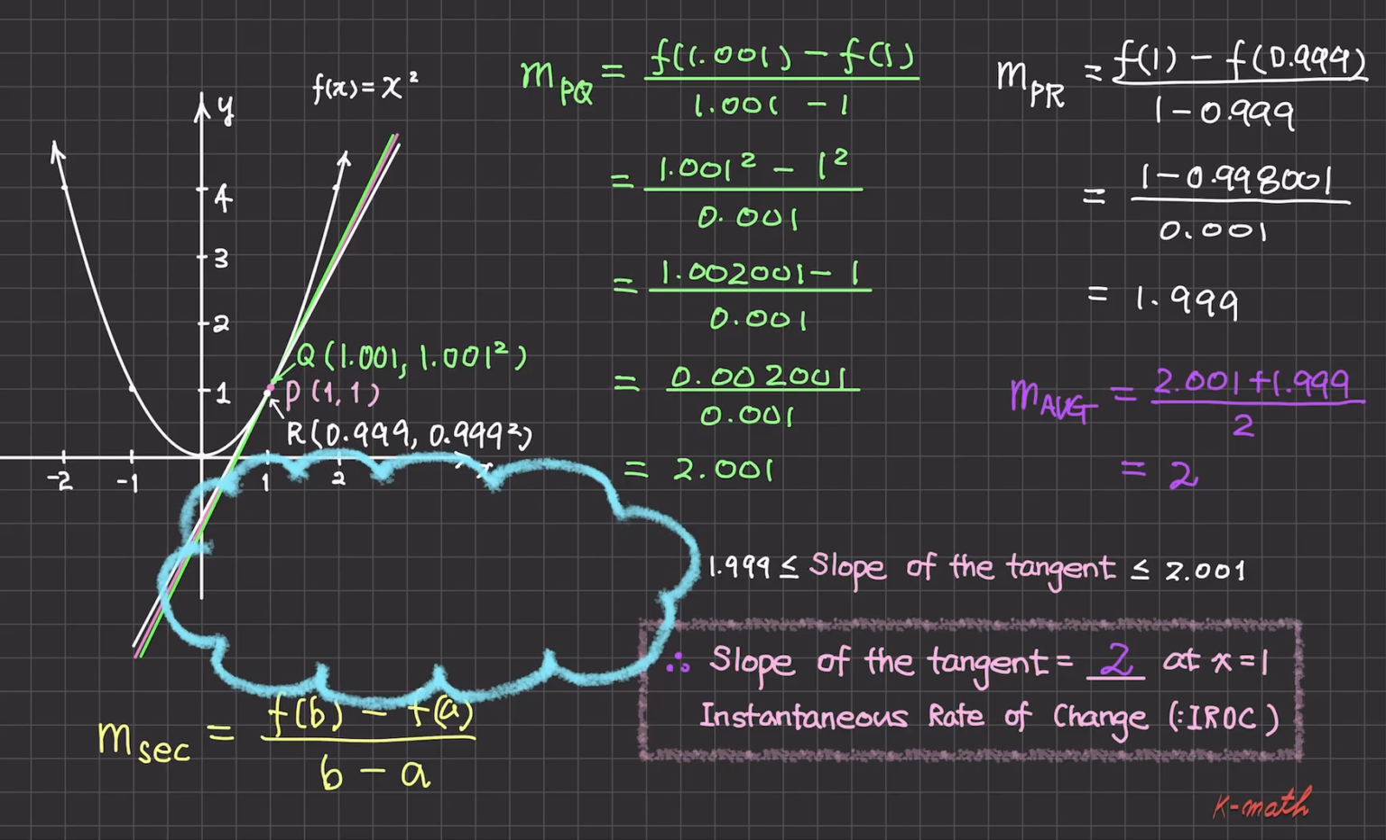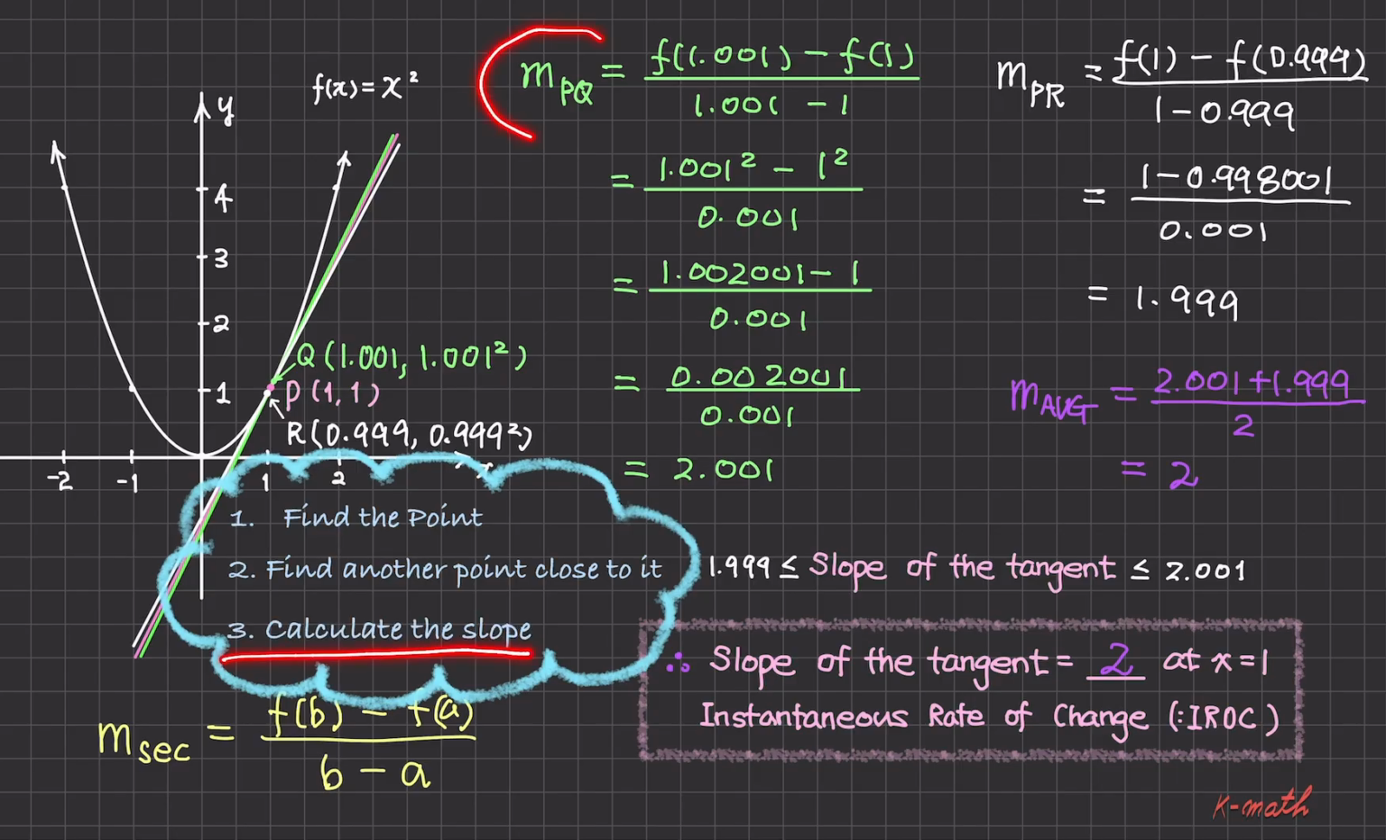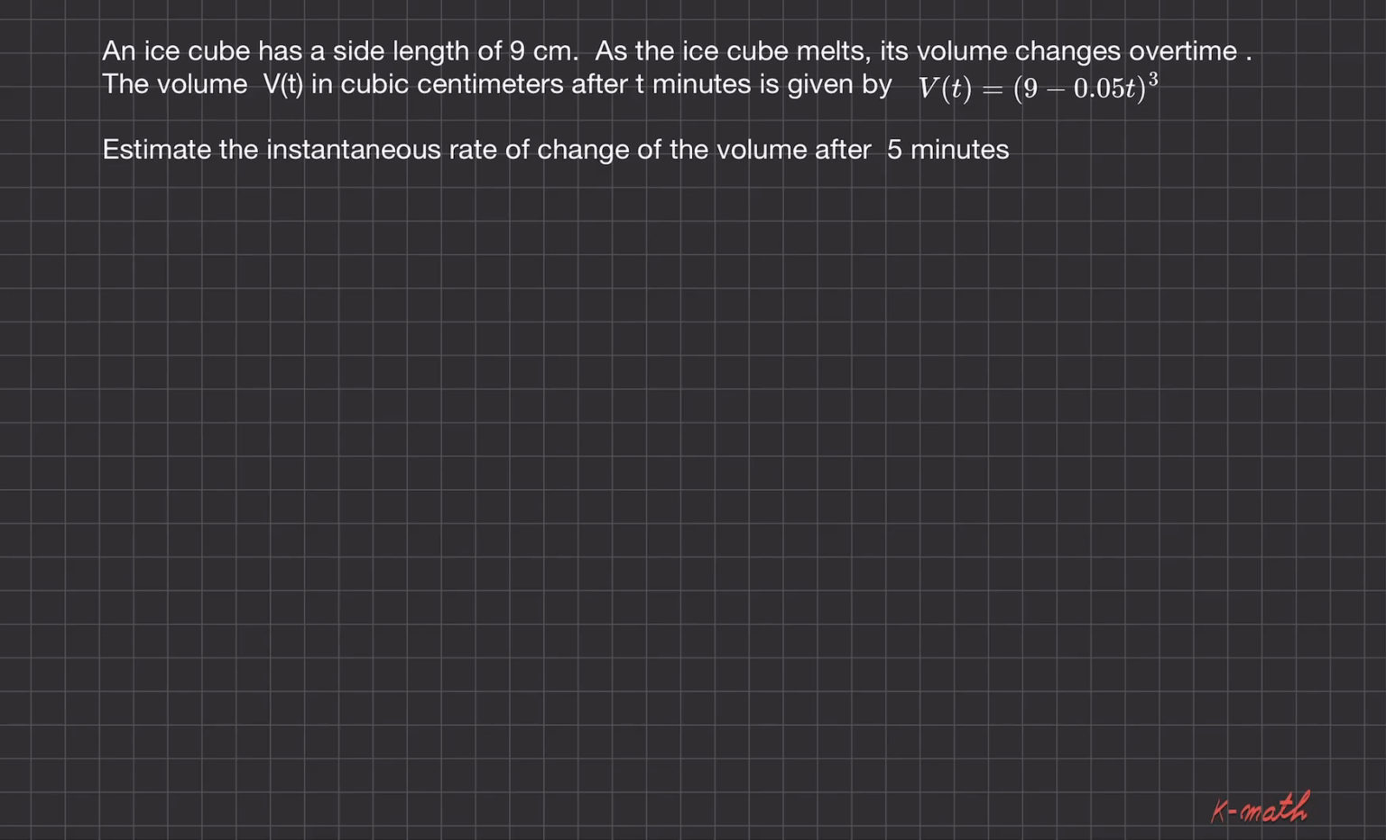Let's summarize how to find the instantaneous rate of change numerically. Step 1. Find a point on the curve at the given x value. Step 2. Find another point on the curve really close to it, like Q or R. Step 3. Calculate the slope of the secant line between these 2 points. So, that's how we estimate the slope of the tangent line. It tells us the instantaneous rate of change. Let's try an example. Let's try this together.